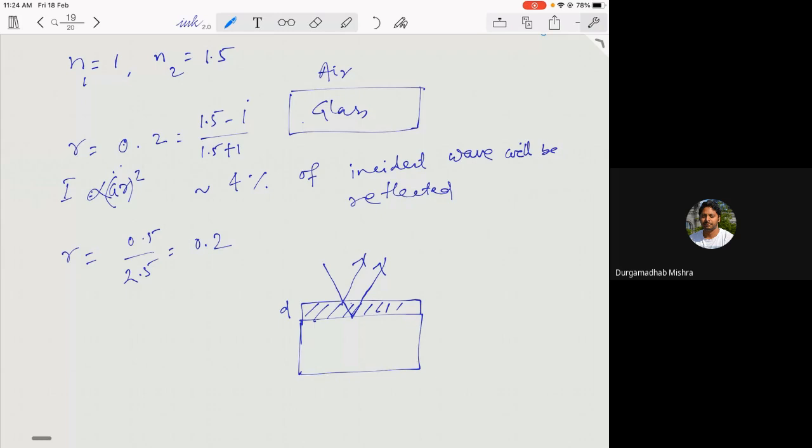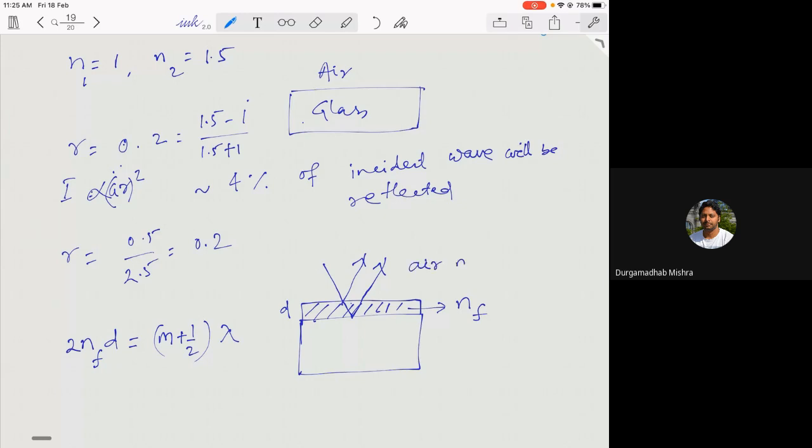So I would choose a material for a coating which has, let's say, nf as the refractive index of the film. I would expect that the path difference, 2 nf d, should be equal to (m plus half) lambda. That is the condition for destructive interference.